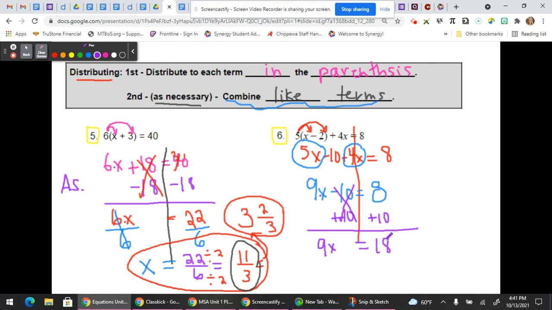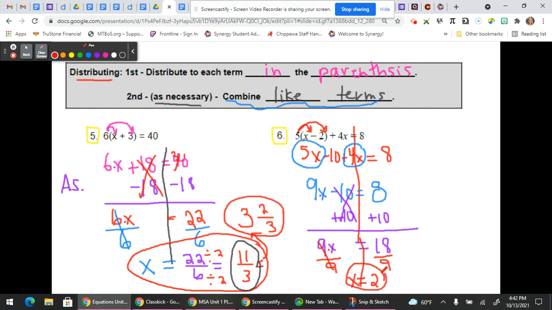Oh, we are getting so close here, so close to the finish line. So let's go ahead and get rid of this times 9 because I want that x all by itself. So I'm going to undo by dividing by 9 on the left, dividing by 9 on the right. 9 divided by 9 is 1, or just my plain old x. And I've got x equals 18 divided by 9, which is 2.